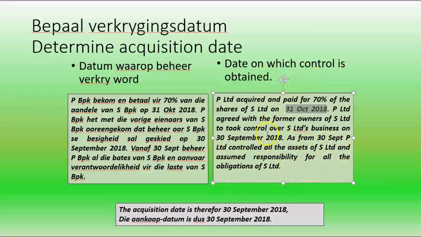So on what date was control obtained? At the date that I specified in the contract, which was 30 September. So the acquisition date of this investment was then 30 September, although the finalization date of the transaction was only the 31st of October.